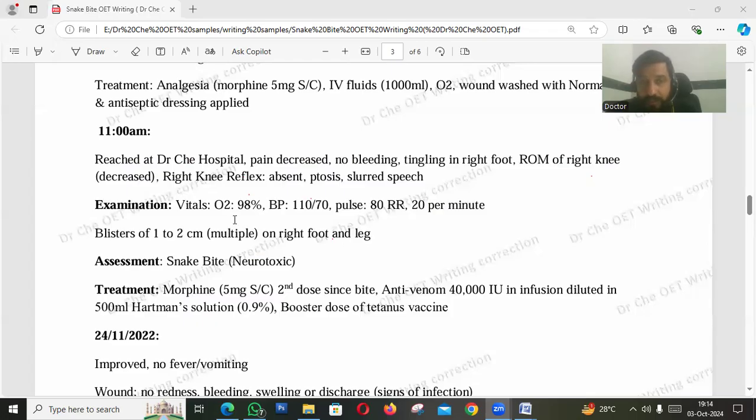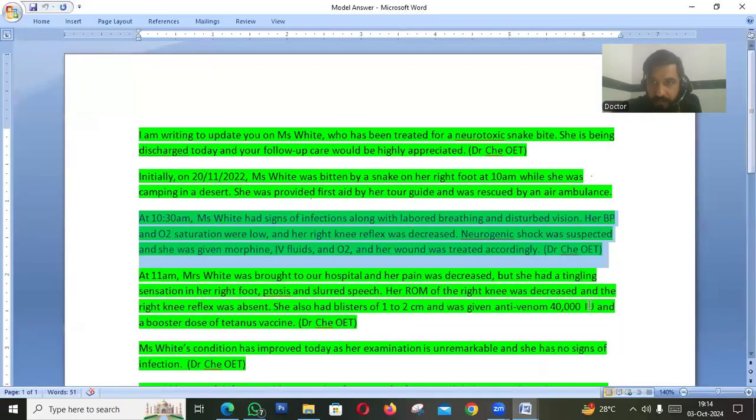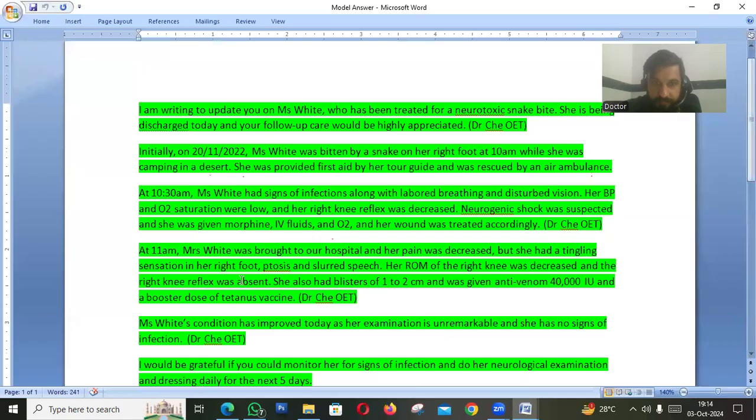What we can do is these blisters and this reflex and this range of motion you can take as examination, and pain, tingling sensation, ptosis and slurred speech you can write as symptoms. Let us see what I have done here.